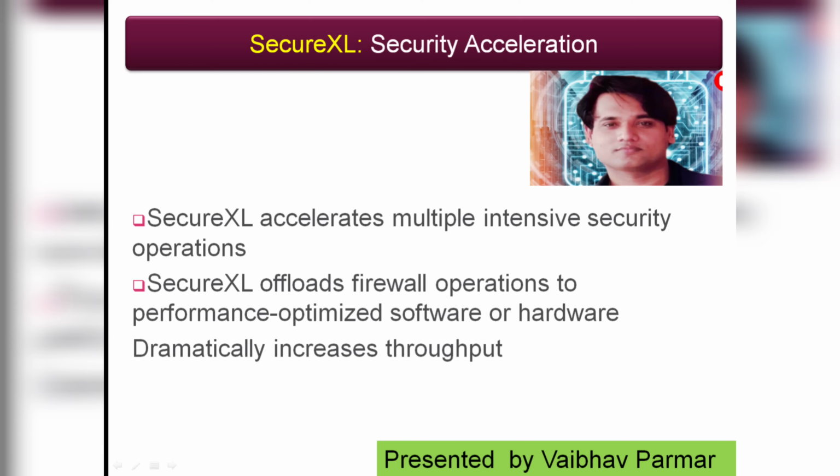SecureXL, we also call it security acceleration. SecureXL is Check Point's patented technology interface that accelerates multiple intensive security operations, including operations that are carried out by Check Point's stateful inspection firewall feature. Using SecureXL, the firewall offloads operations to a performance-optimized software or a hardware device, which drastically increases throughput. Let's see what SecureXL does.